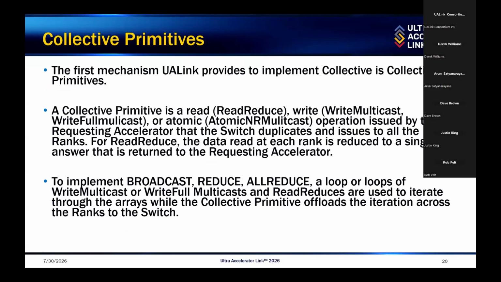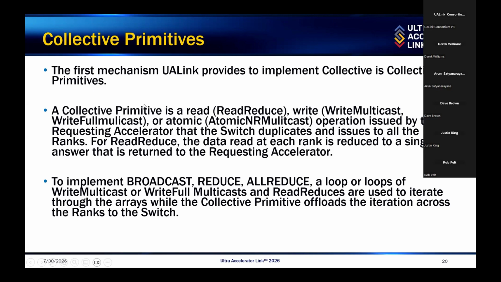UALink provides two mechanisms to implement the abstract notion of a collective. The first way we implement collectives is a mechanism called collective primitives. A collective primitive is a read, a write, or an atomic operation that's issued by the requesting accelerator to a switch that the switch then replicates to all of the accelerators within the group.